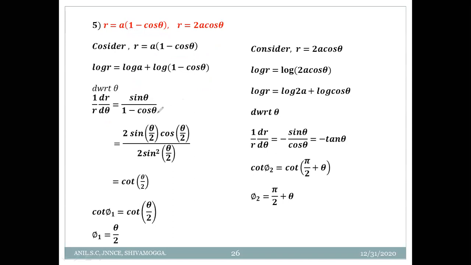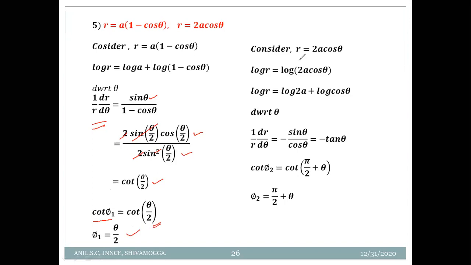To simplify further, let's write sin theta as 2 sin theta by 2 into cos theta by 2. This is called the half angle expression. And 1 minus cos theta can also be written as 2 sin square theta by 2. Cancel this 2 with this 2 and sin theta by 2 with one sin theta by 2 here. Now we are left with cos theta by 2 divided by sin theta by 2, which can be written as cot theta by 2. And 1 by r into dr by d theta is denoted by cot phi 1. This is equal to cot theta by 2. Clearly phi 1 is equal to theta by 2.